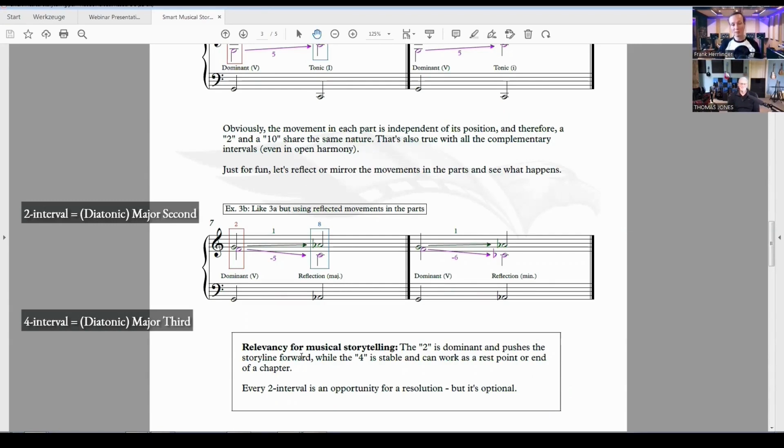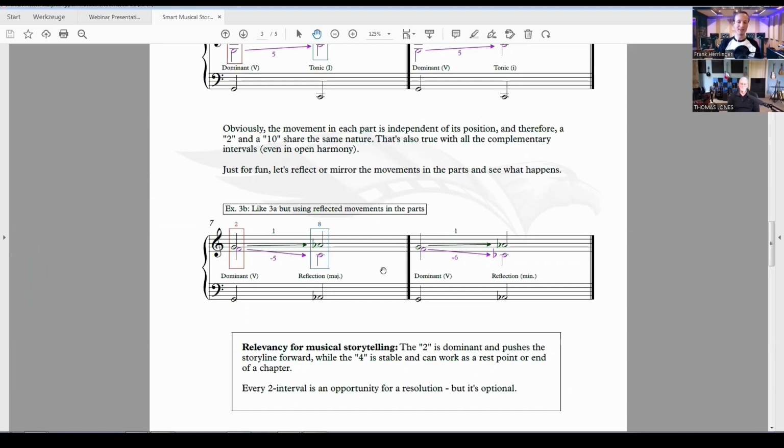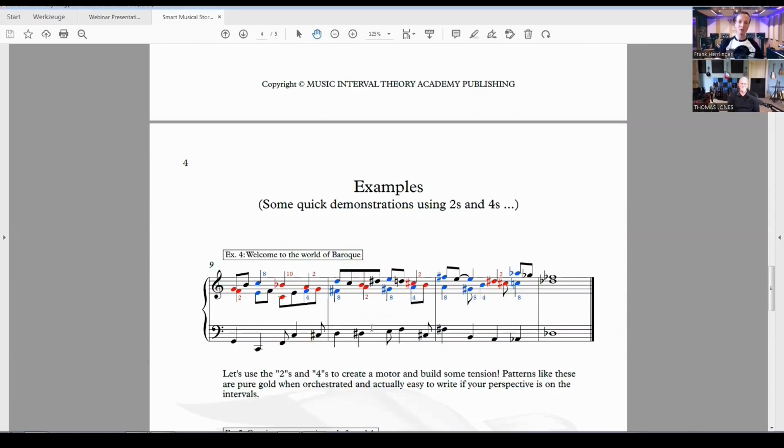And the 2 and the 4, they are always connected and correlated in a way, because the 2 wants to move into a 4 or an 8, which is the position change. Now, this is all also present in the diatonic system. Let me show you some quick examples, and those are actual examples from the composition course.